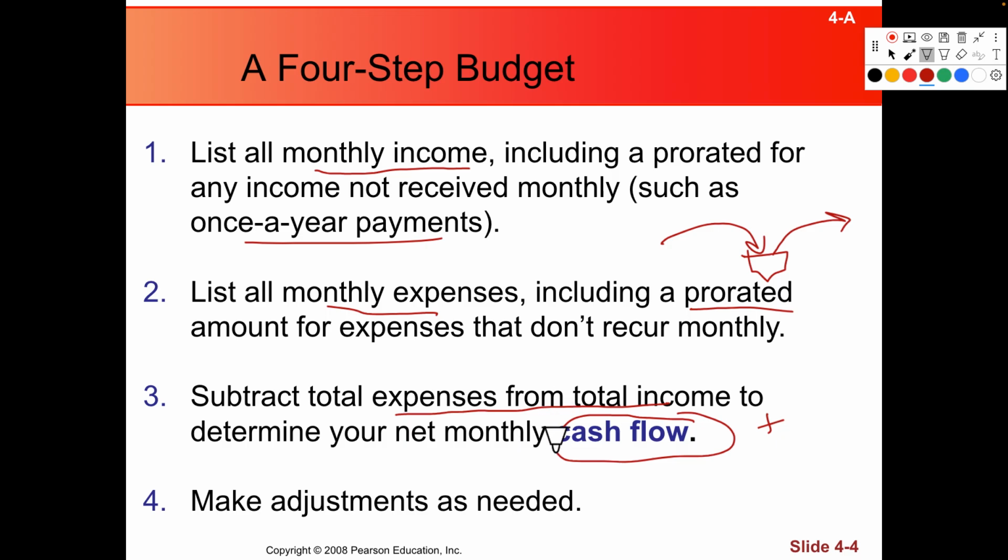So once you see this, you can then make those needed adjustments. So you've got one of two choices to make. If you've got a negative cash flow, then you reduce your spending or increase your income some way. You wash some cars or mow some lawns or whatever you need to do.